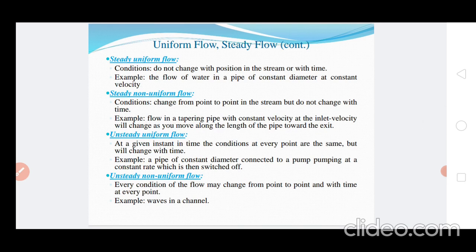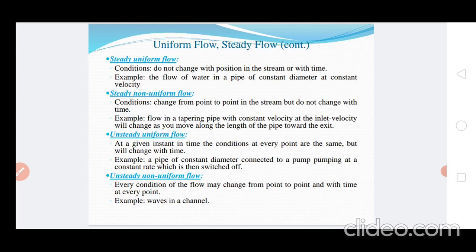If we give an example under steady non-uniform flow, flow in a tapering pipe with constant velocity, that means the pipe diameter is not constant, that means the pipe is decreasing or increasing. The velocity at the inlet will change as you move along the length of the pipe towards the exit. So that is the difference between the two positions, the inlet and the exit.